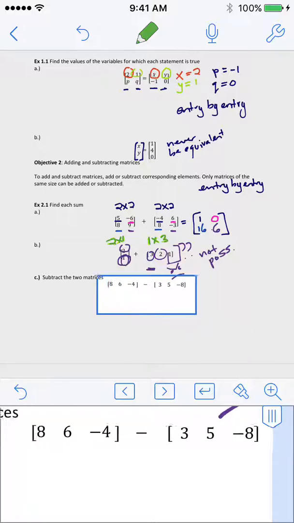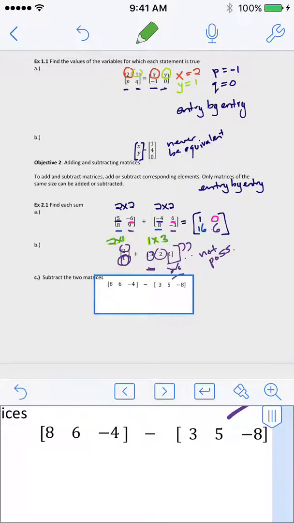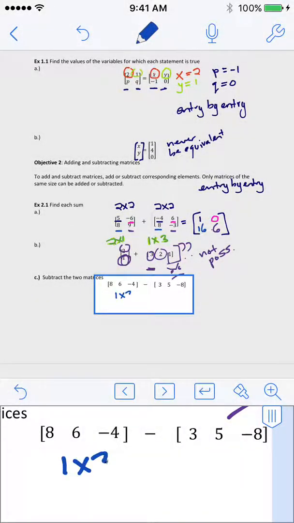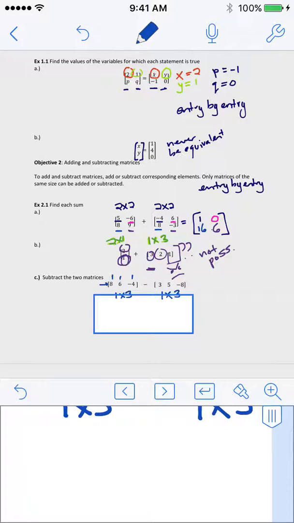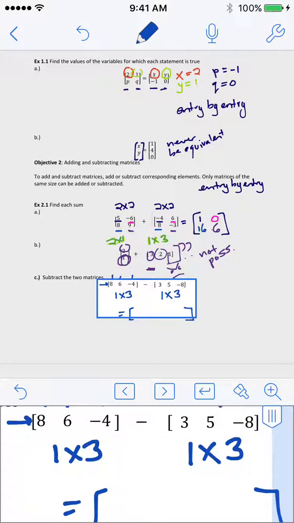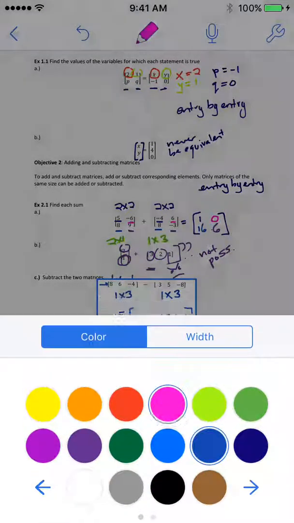We're going to subtract it this time. Do you think it's possible? Yes, this one would be possible because they are both 1 row by 3 columns. They're not 3 by 1s. They're 1 by 3s, 1 row by 1, 2, 3 columns. So we'll just subtract entry by entry, and we end up with another 1 by 3. We got to be careful though because we're subtracting this time, so we got to make sure we subtract in every instance.